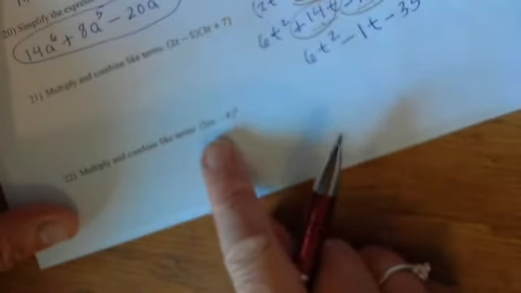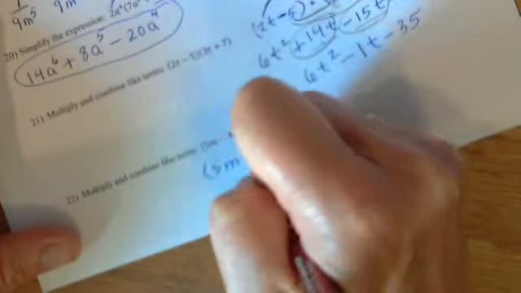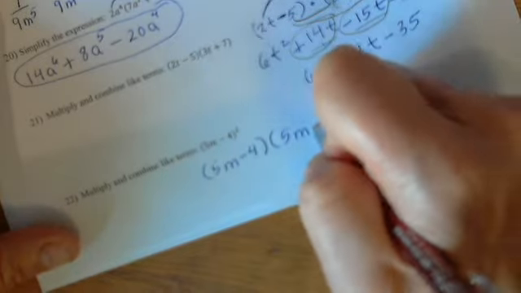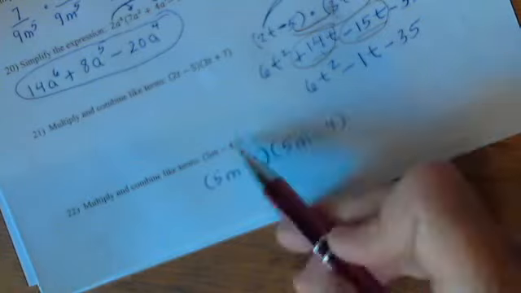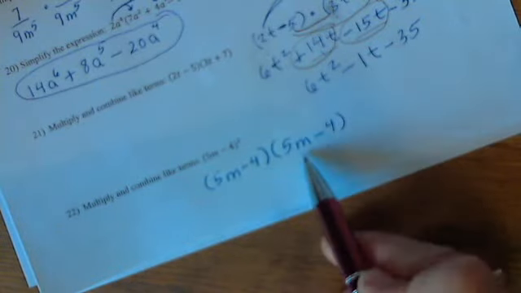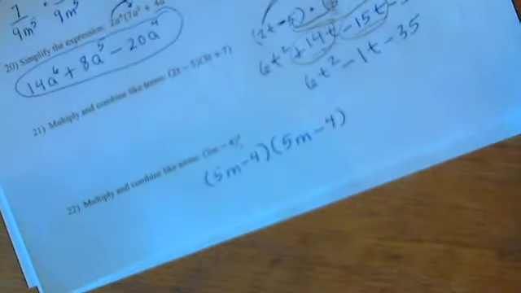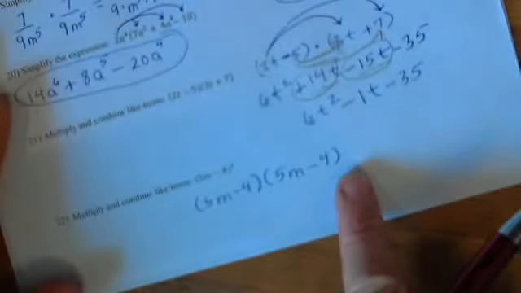The quantity 5m minus 4 squared means 5m minus 4 times itself. Two of these binomials multiplied. So when you see an exponent outside of a binomial, make sure you write the binomial out that many times, the number of times the exponent says. Now we have a problem just like number 21. Two binomials that need to be multiplied. In this case, they happen to be identical.